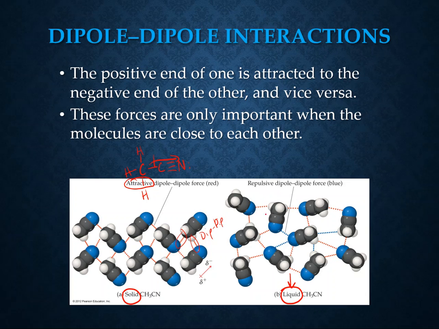If they're flipping and moving, then you also get these repulsive forces in there, because when they flip and move, sometimes the nitrogen ends end up colliding. So you have the negatives repelling the other negative sides. And that's what makes the liquid pattern a little bit different here. It has the attractive forces, which are in red, but it also has some repulsive ones because the molecules are moving more, they have more kinetic energy, they're flipping and rotating.